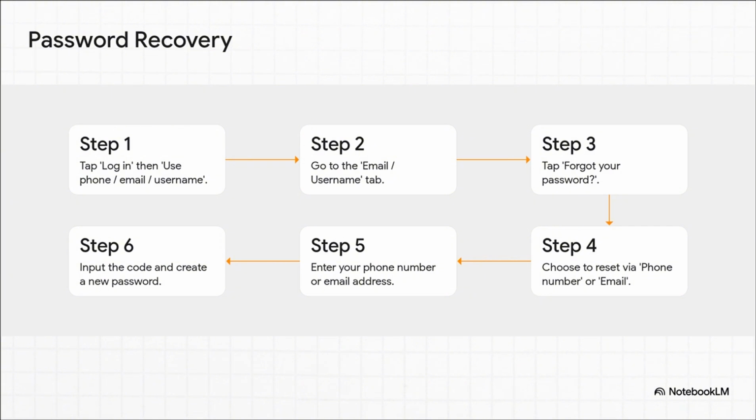Super simple. From there, you get to choose if you want a reset code sent to your phone or your email, whichever is easier for you. Once you get that code, you just pop it in, create a brand new password, and boom, you are back in business. And what you're looking for is a quick 4-digit code. Keep an eye on your text messages or your email inbox. That little code is basically your key to proving that you are in fact you.